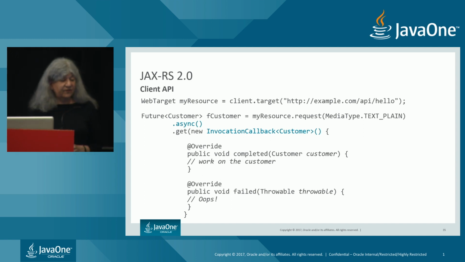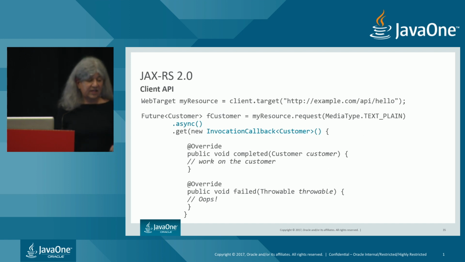Or perhaps more flexibly, you can pass a callback to give you notification of the results of the request with a completed method here, or if the request ends in failure, then a failed method. So this gives a little bit more flexibility, and then you can check the status of this using the future.